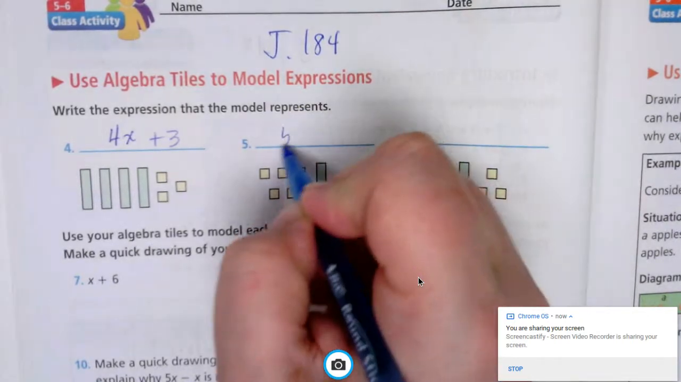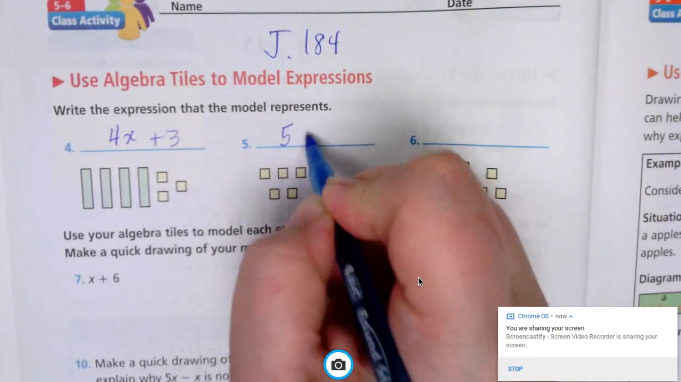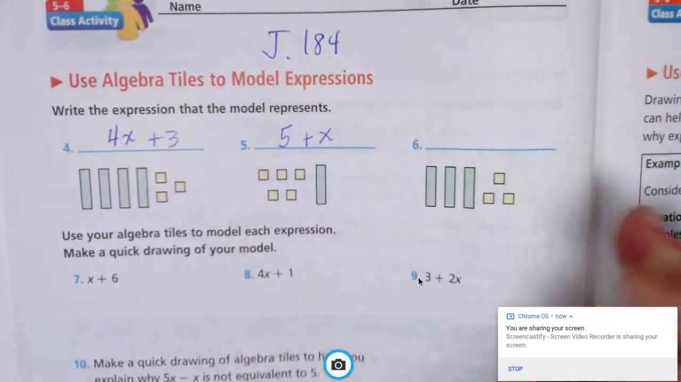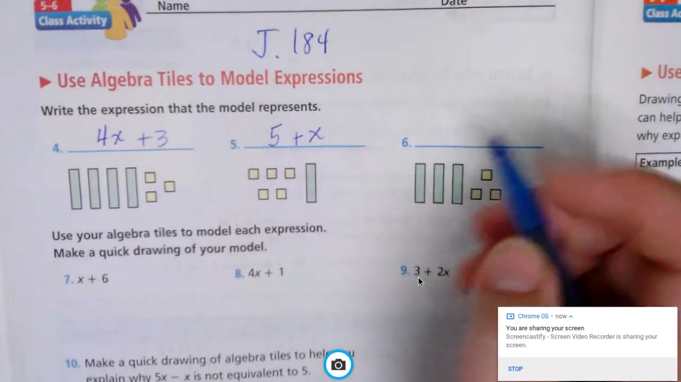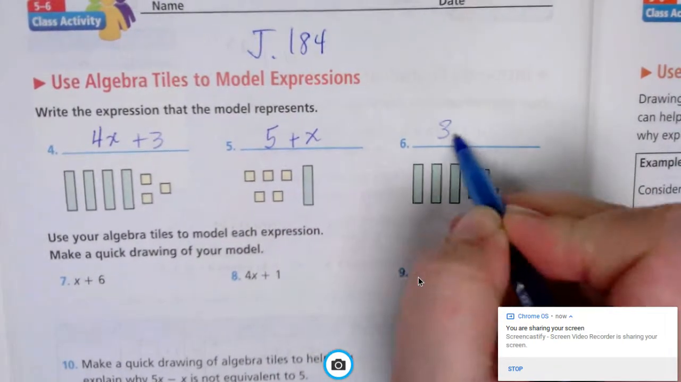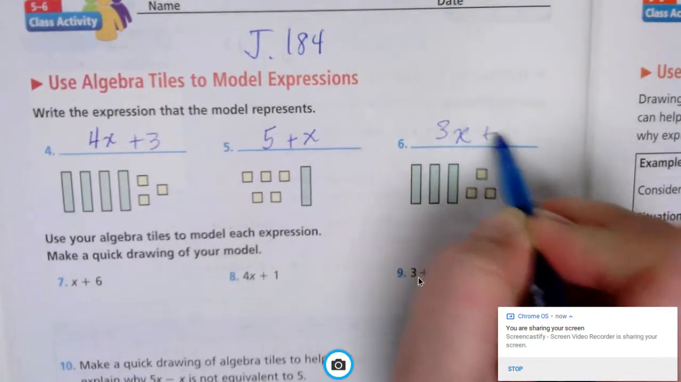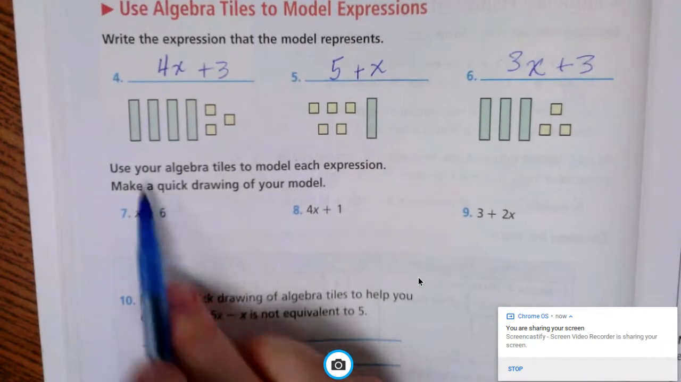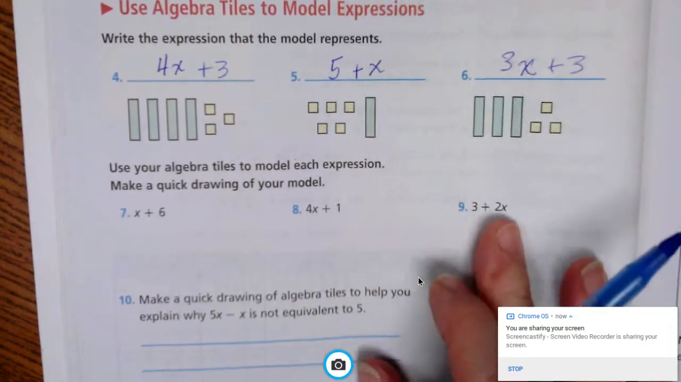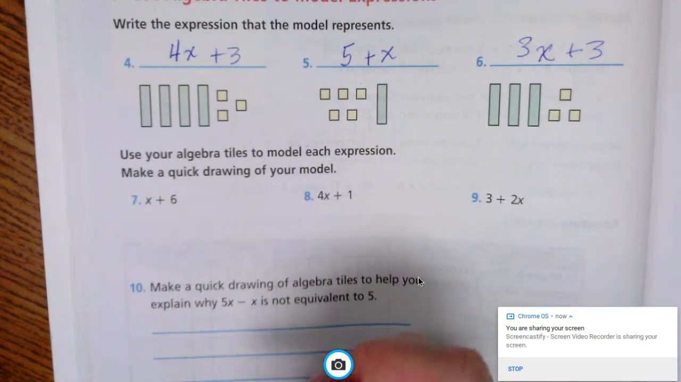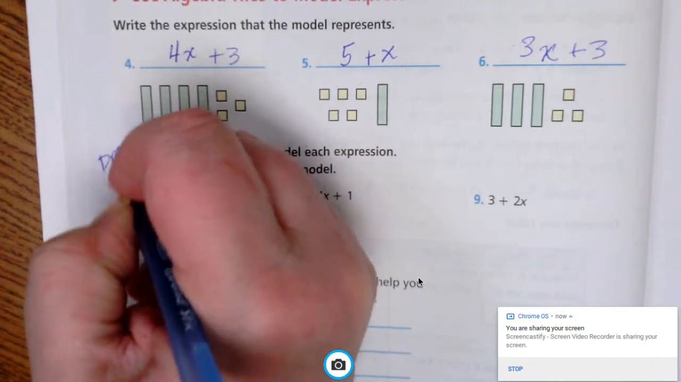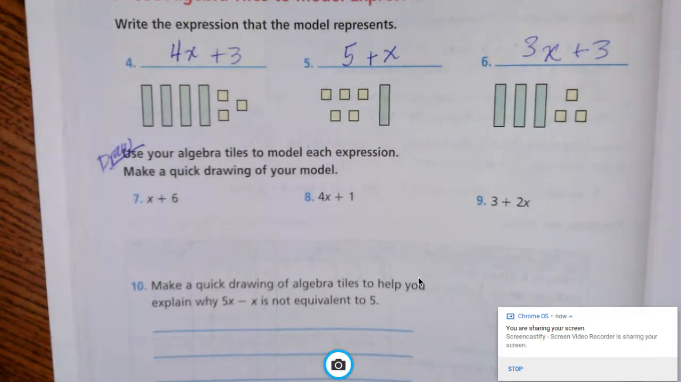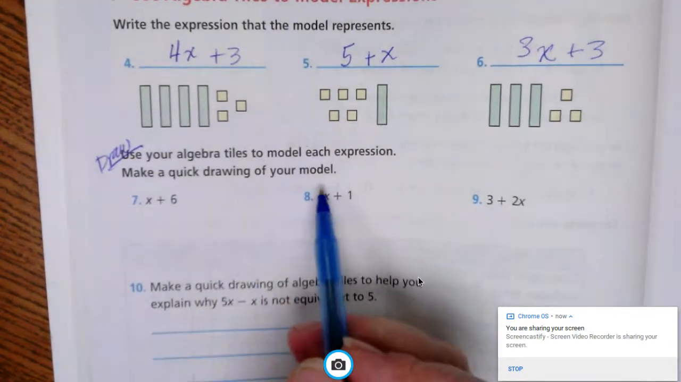Number 5 would be 5 plus x, if you keep it in the same order. Number 6 would be 3x plus 3. Use your tiles to model each expression. So draw the tiles, okay? So draw tiles to model. Make a quick drawing.